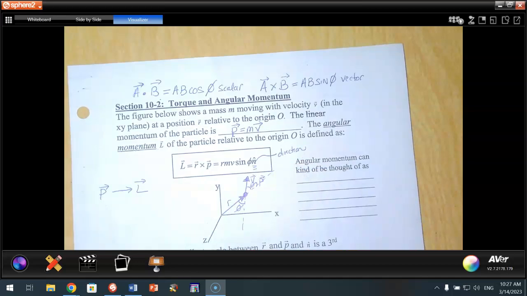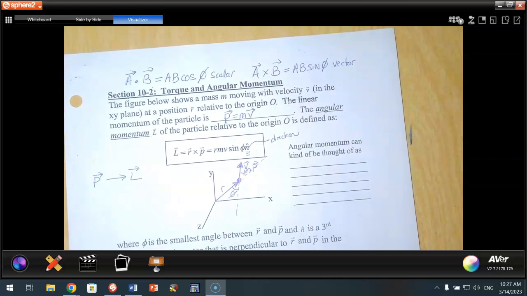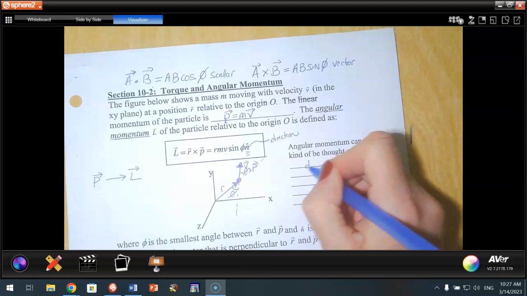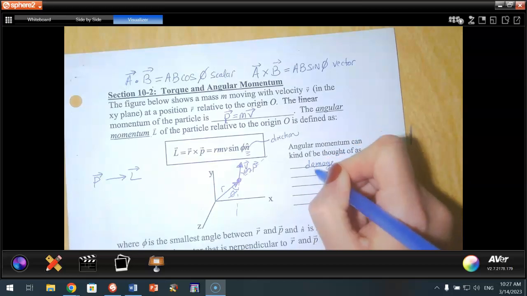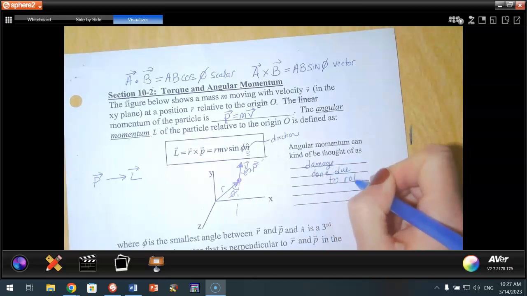That direction is found using the right-hand rule, which I'm going to teach you about when I return. Angular momentum can be thought of like linear momentum. Back when we did linear momentum, we called it the oomph factor. If something were running towards me and ran into me, the more massive it is and the faster it is, the bigger I'm going to say oomph. Angular momentum is kind of like that. We can think of it as the damage done due to rotation.